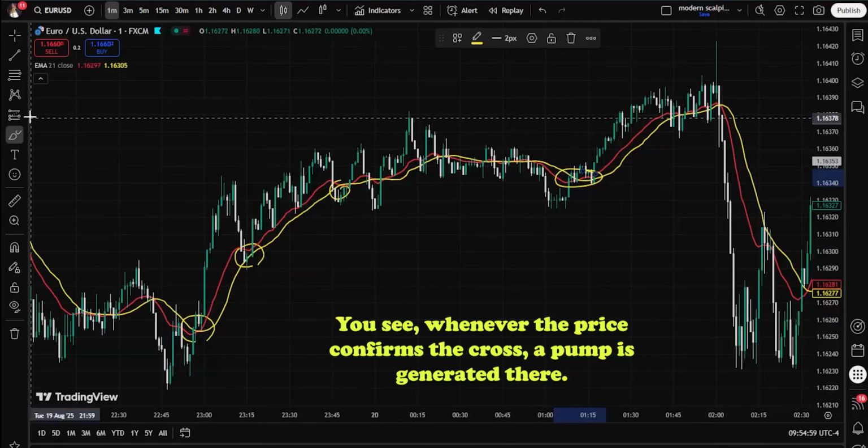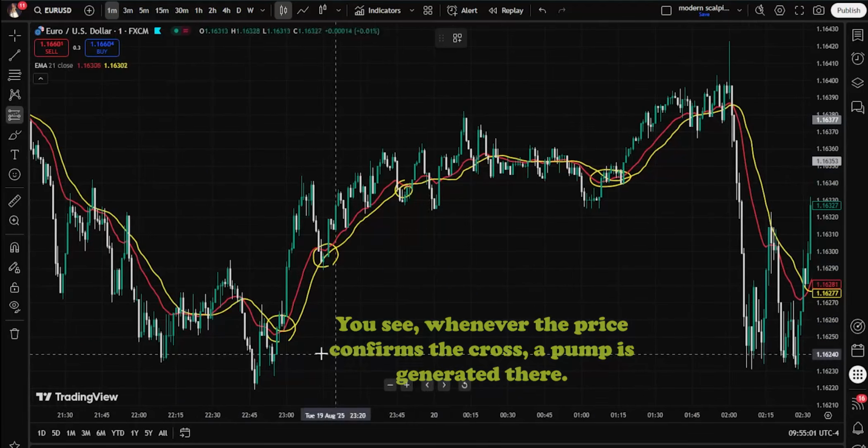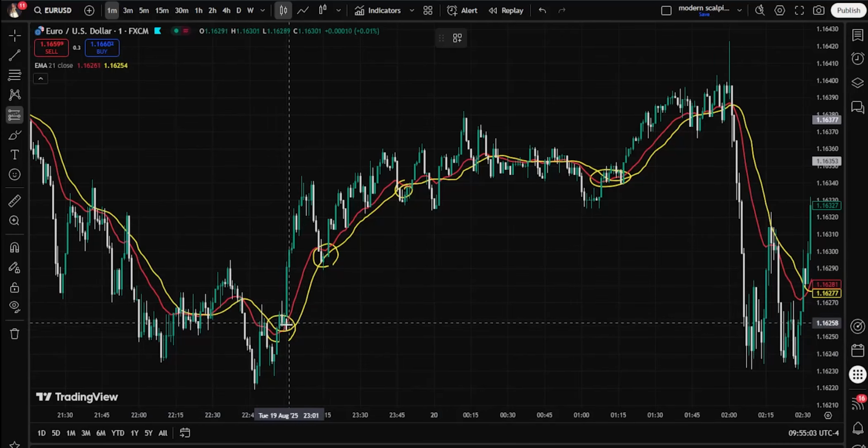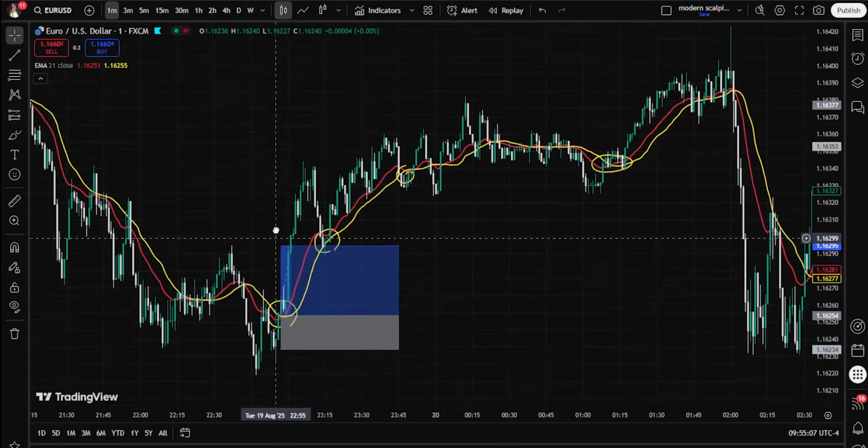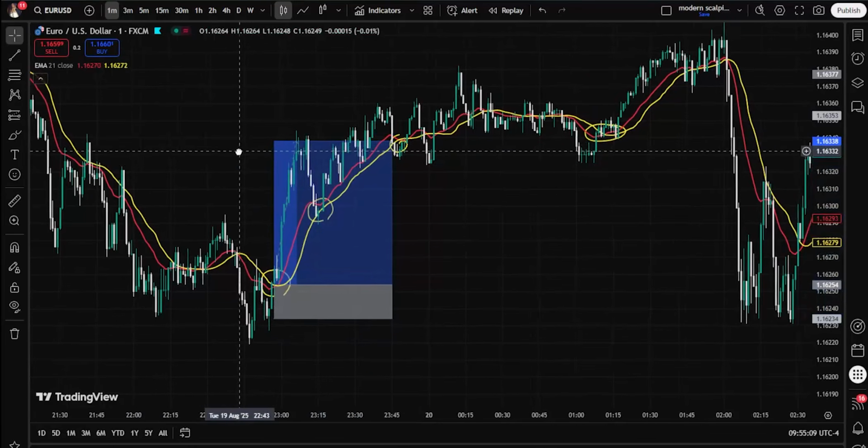This combination acts as a filter that eliminates many false signals. In scalping, because time is short, any false signal can cause losses. So this filter is very useful.